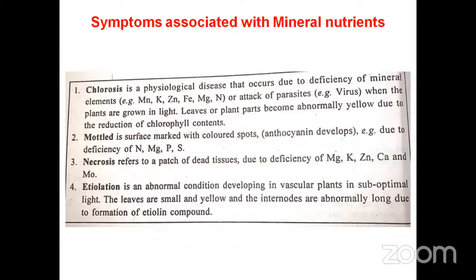So etiolation is an abnormal condition developing in the vascular plants in suboptimal light. The leaves are small and yellow, and the internodes are abnormally long due to the formation of etiolene compound. So, etiolation is happening because of the etiolene compound. These are the symptoms associated with mineral nutrients.